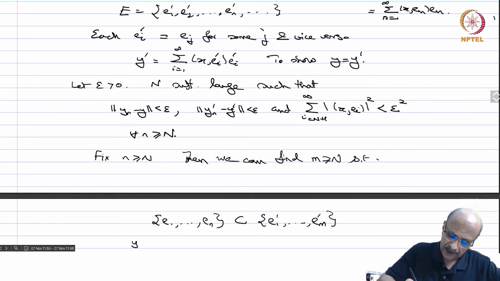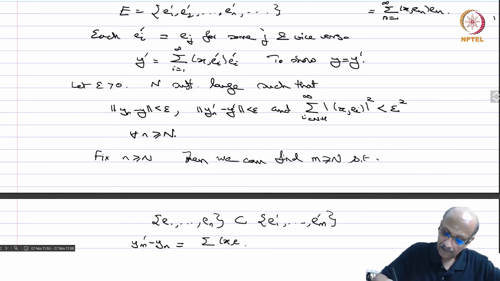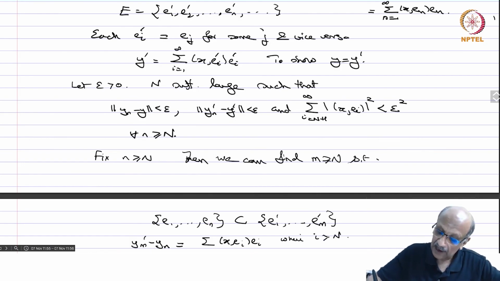Now you look at ym dash minus yn. So yn will be sigma i equals 1 to n x ei. Ym dash will be sigma i equals 1 to m x ei dash. But all the ei's are also contained in this sum, so they will all get cancelled. So what is remaining, I am writing in terms of the ei's, where i is bigger than small n, sorry.